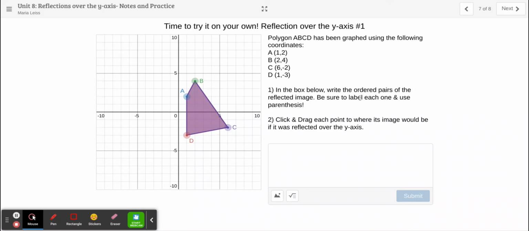It says in the box below, write the ordered pairs of the reflected image. Be sure to label each one and use parentheses. So we're going to shortcut that. We're going to copy it and paste it in here. Now, these are the original. We have to show how to differentiate between the original and the copy. So we're going to go ahead after each letter and put that little apostrophe. That would read as A prime or B prime or C prime, meaning it's a copy of the original.